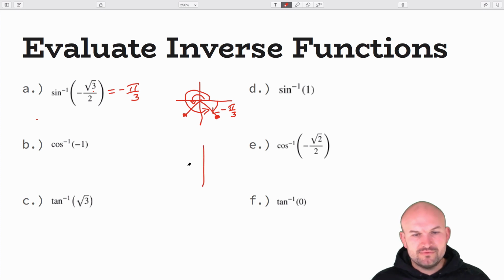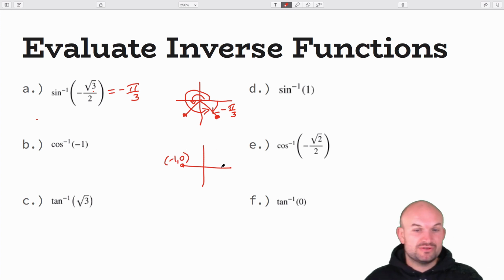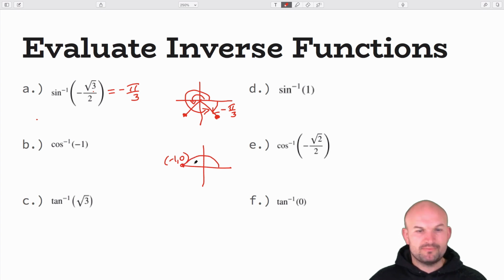Cosine inverse of -1. Well, remember that's when the x coordinate is -1. Well, that's going to be this point over here. Remember, cosine has to be between 0 and pi. So obviously, I want to make sure I'm going in the positive direction. It does include 0 and pi, that restriction. So therefore, my answer here is just going to be pi.